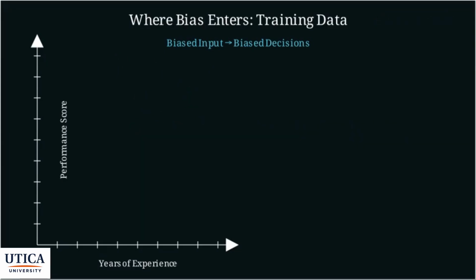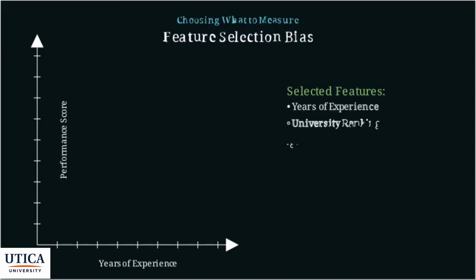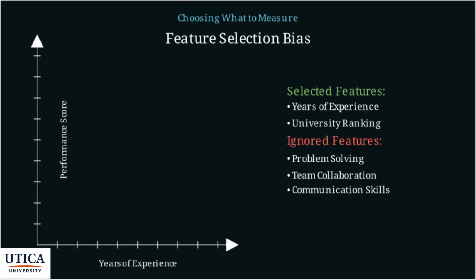Second, we have feature selection bias. If we're only looking at certain characteristics while ignoring others, we are building blind spots into our system. As an example, focusing solely on university rankings might disadvantage qualified applicants from less prestigious schools.